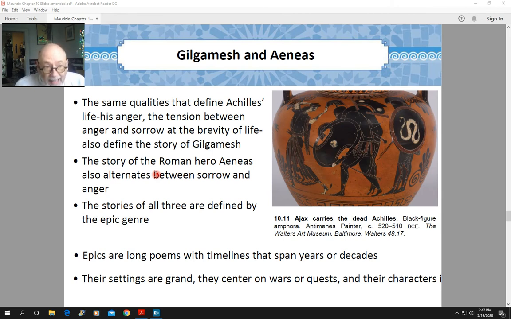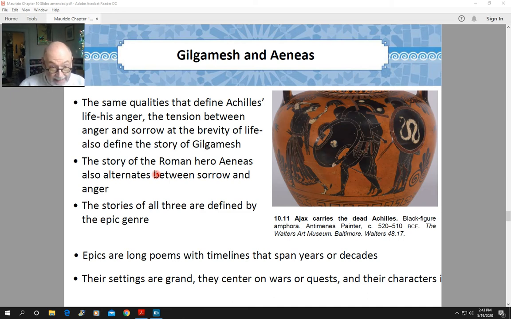His life, his anger, the tension between anger and sorrow, and the brevity of life also define the story of Gilgamesh. Sort of. Gilgamesh is a powerful king, and he basically acts like a tyrant. He's terrible to his people. He pushes them way too hard. He takes women that he wants, whether they're married or not. I mean, he's really tough.